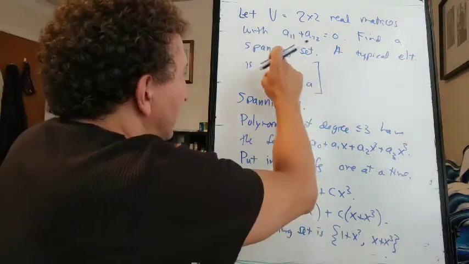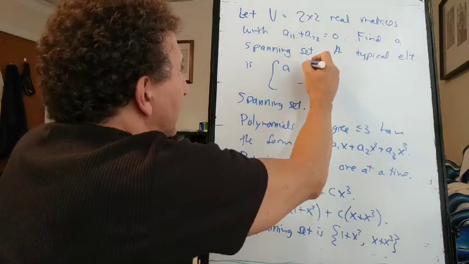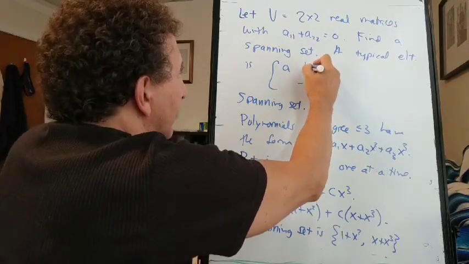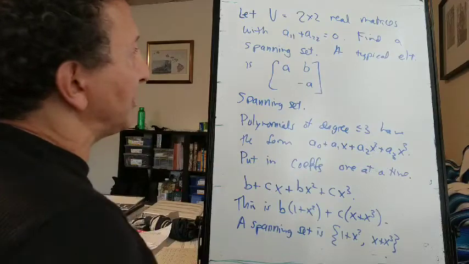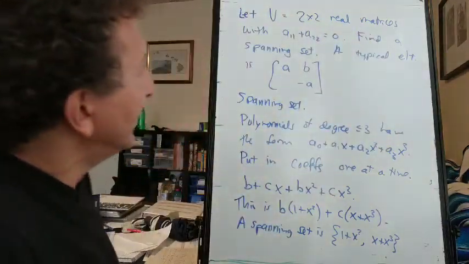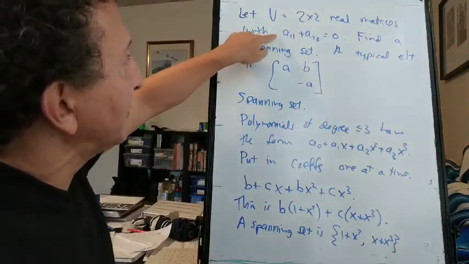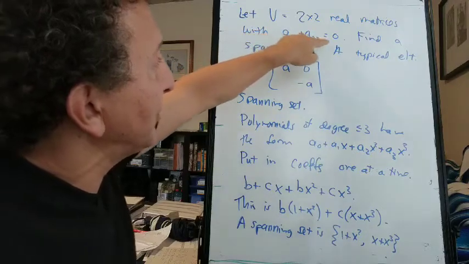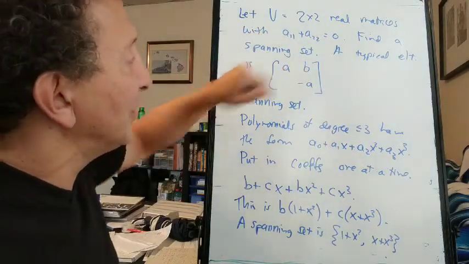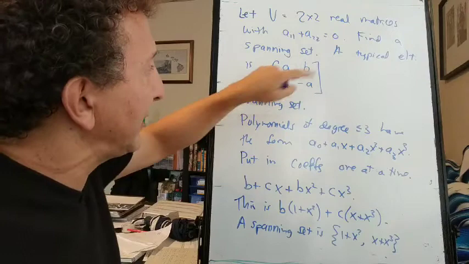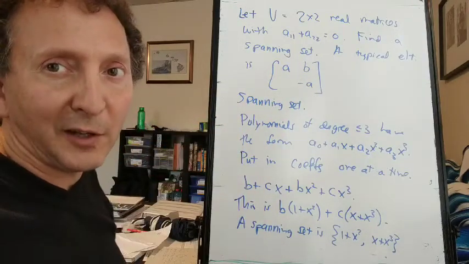Alright, so we've got 2 entries of this matrix now. Let's put another constant somewhere. Let's put a B in the 1, 2 position. Now the only condition we have is that the diagonal entries add up to 0. There's no condition on the 1, 2 coefficient, so by putting a B there, that doesn't force anything else to happen.